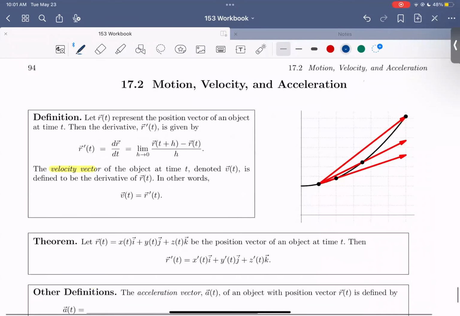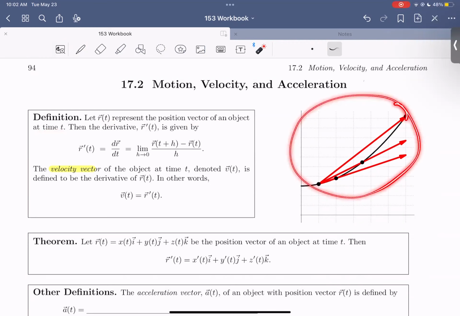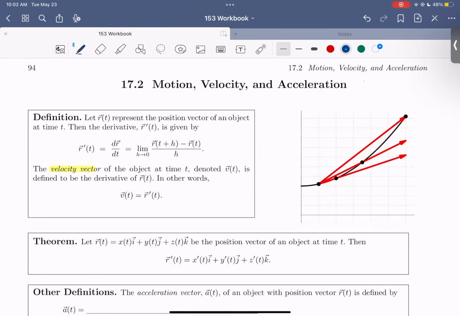So let's let r of t represent the position vector of an object at time t. So if we look here at the right of this graph, we should imagine that this curve is our curve parameterized by r of t. Okay, so then the derivative, r vector prime of t, is given by the formula that's stated here.